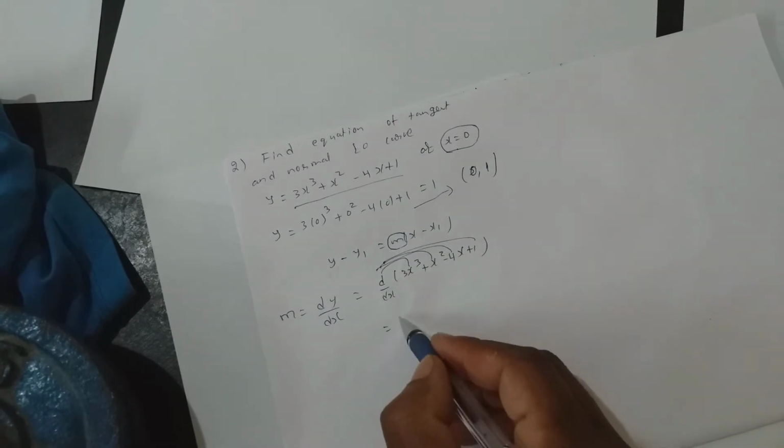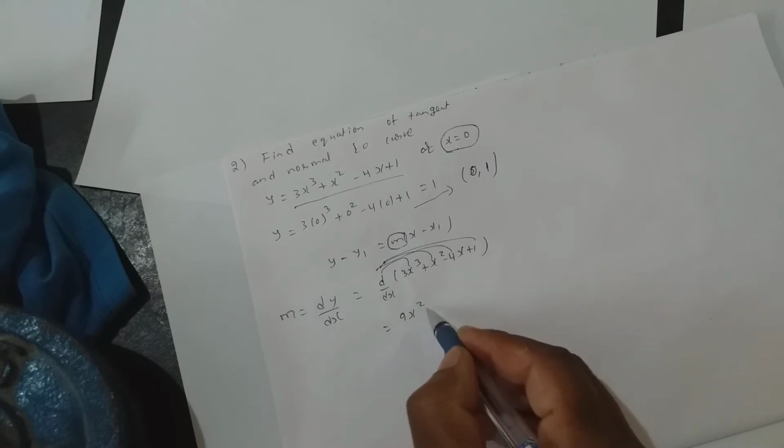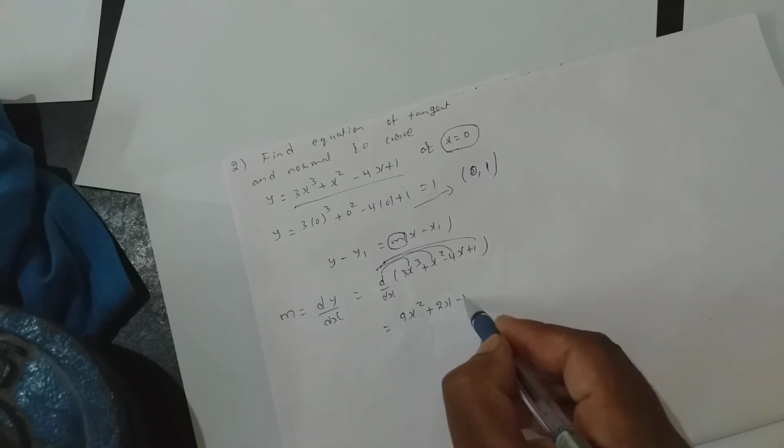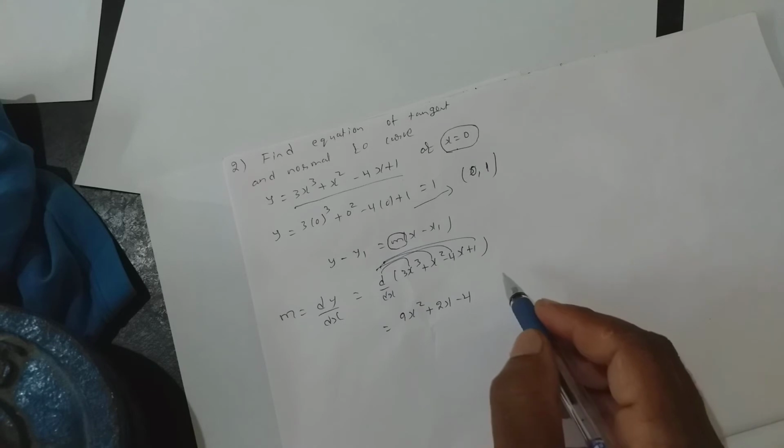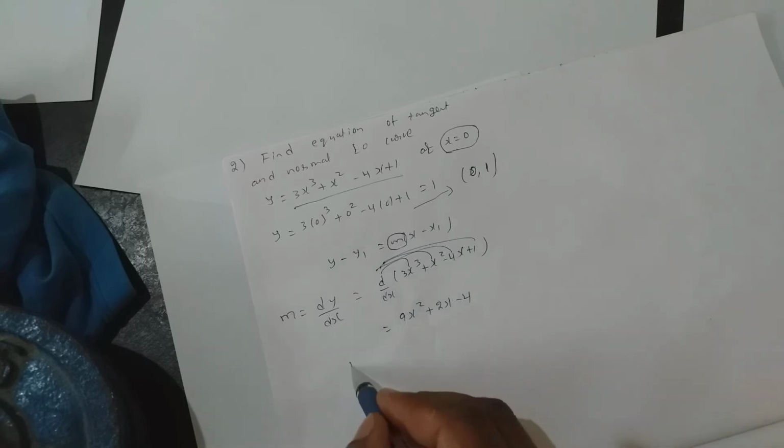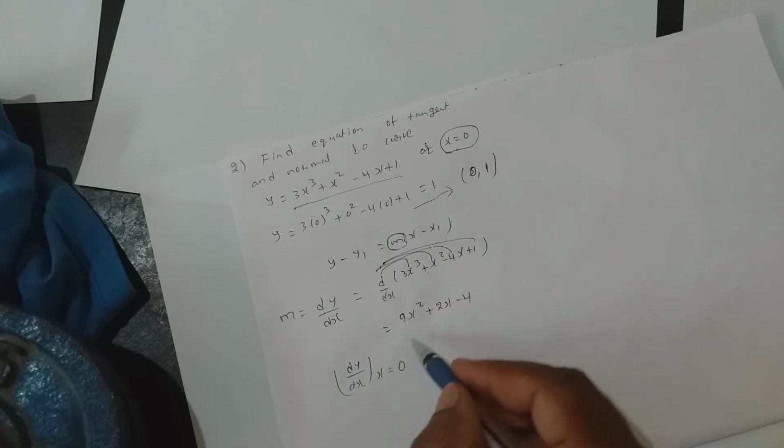So how much will I get on 3x cube? I get 9x square. For x square it is 2x. For minus 4x it is minus 4. And for 1 it is 0. Slope at which point do I need? When x is 0 I need. So replace x equal to 0. I get minus 4.